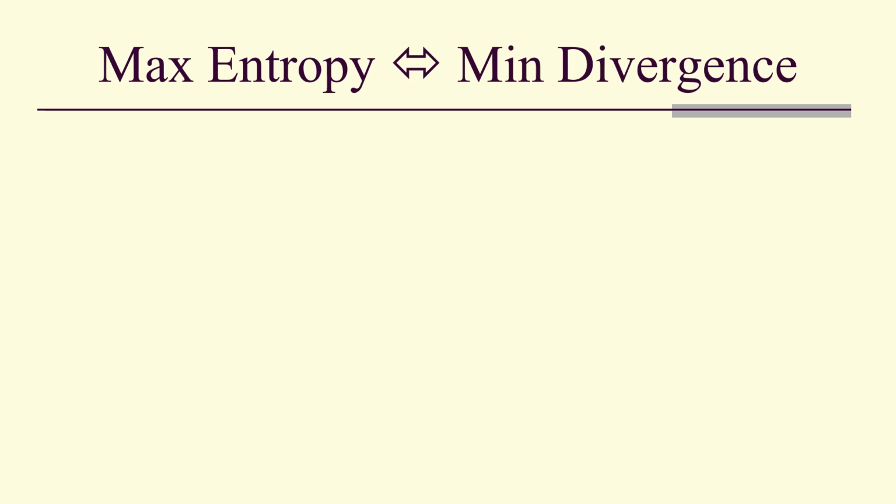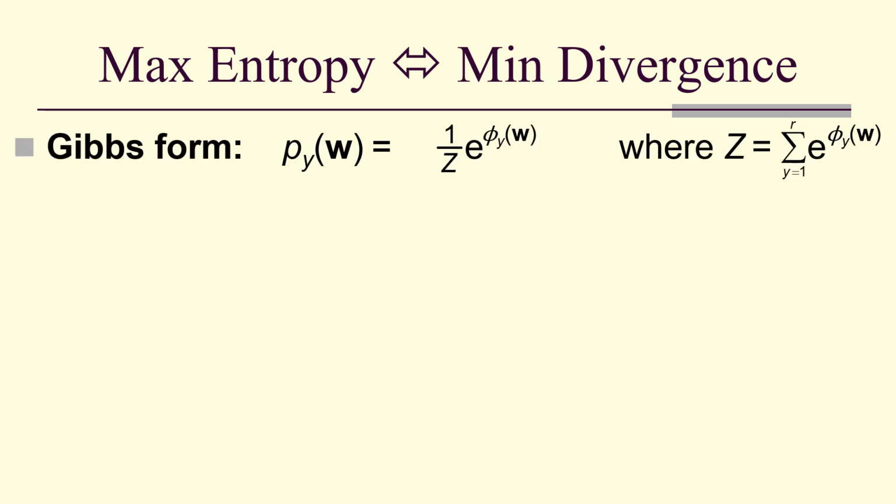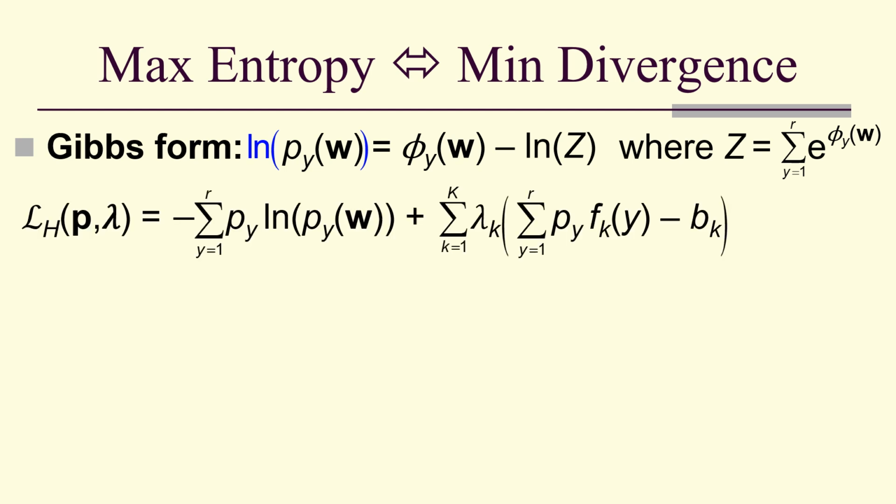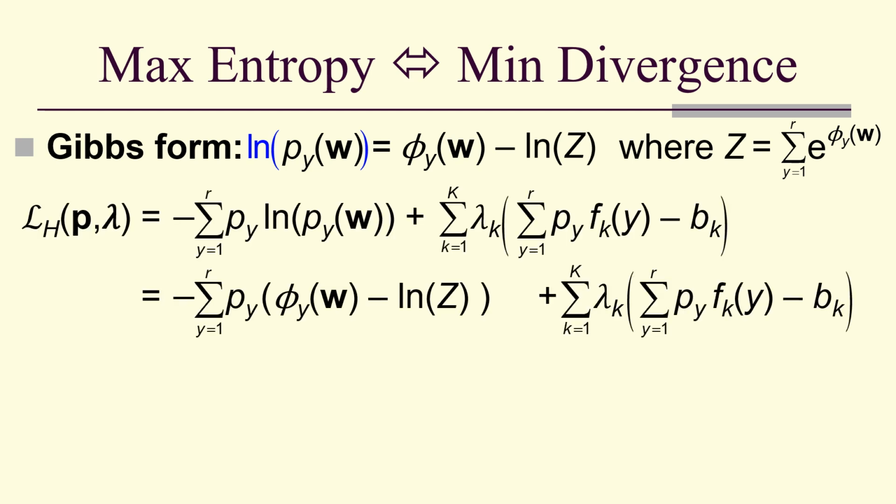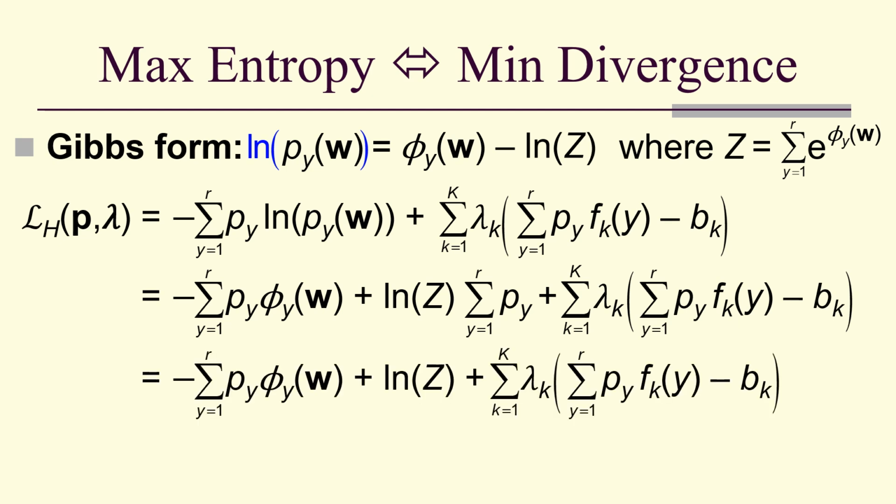And we often rely on Gibbs forms and Lagrangians for the work that we do. Here's our Gibbs form. Take the logarithm on both sides, and notice we get the log of p sub y of w is phi sub y of w minus log z. So our Lagrangian is going to simplify to this form when we substitute in for the logarithm of p sub y, and we can separate the sum, and there's no y's in the log z, so we just get the sum of the probabilities, but that's equal to 1.